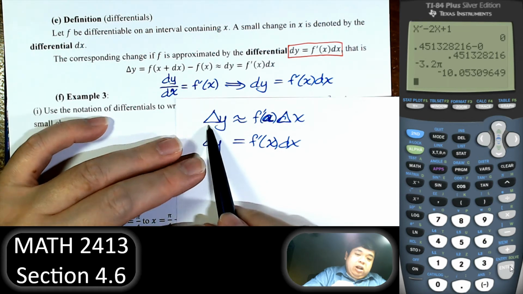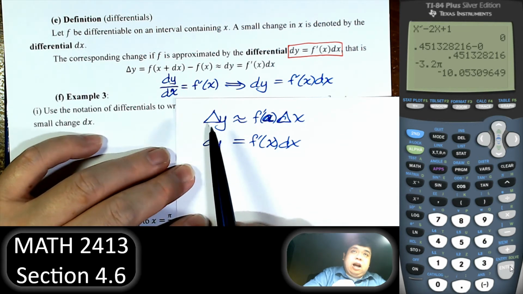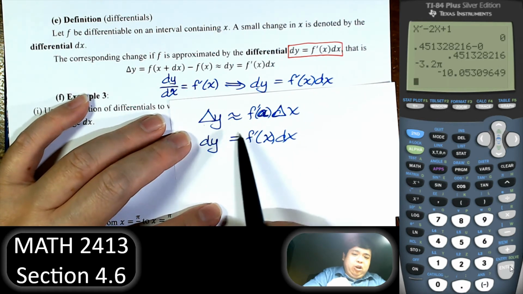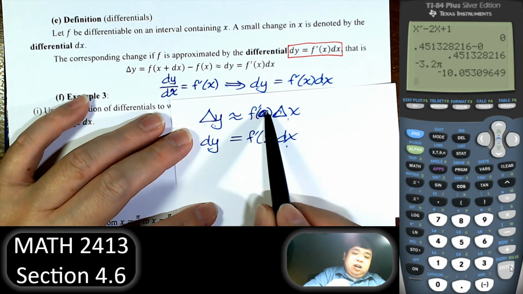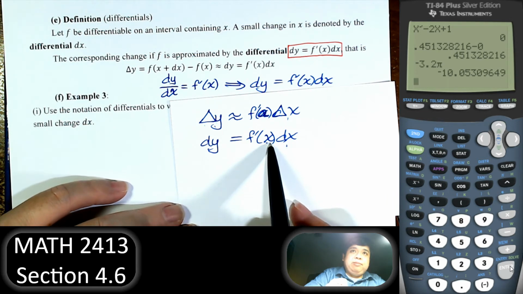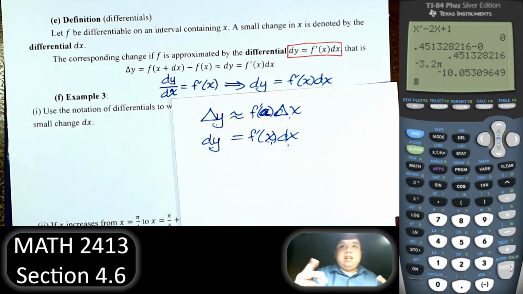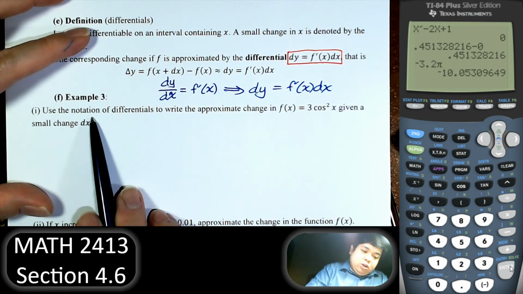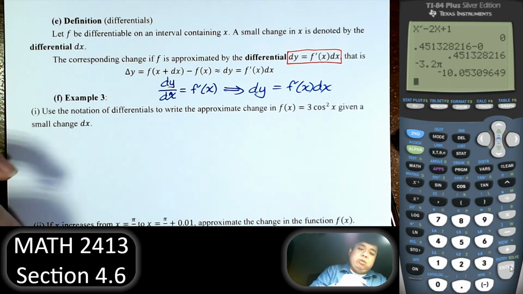So delta y, the actual difference, is approximated by that. Now if we replace delta y by dy, delta x by dx, and the derivative at a by the derivative in general with respect to x, then we have just that. Like I said, just play with the notation. Right, now use the notation for differentials to write the approximated change in this. So that should be easy.